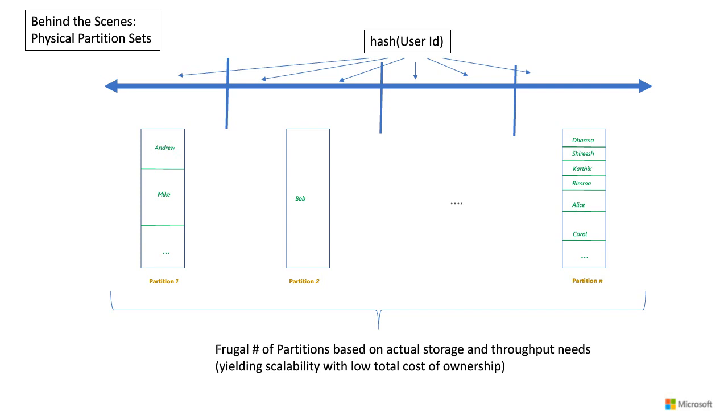The next quarter of logical partition keys will map to the next physical partition, and so forth. We call these partition key ranges. So it's a range of partition keys based off of the hashed value.